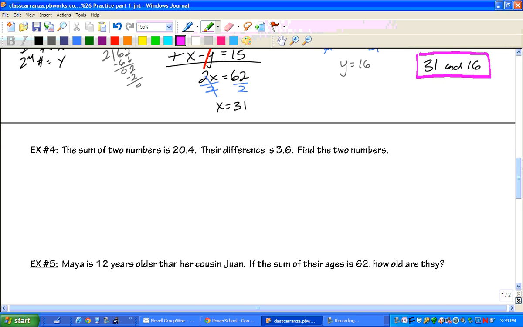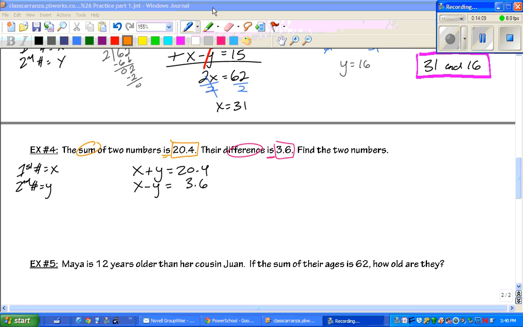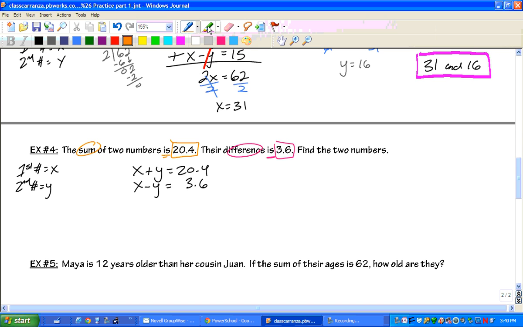All right, example number 4. Why don't you guys go ahead and see if you can set it up. Don't be scared because there's negatives. Pause the video, please. Okay, so there are your two equations.